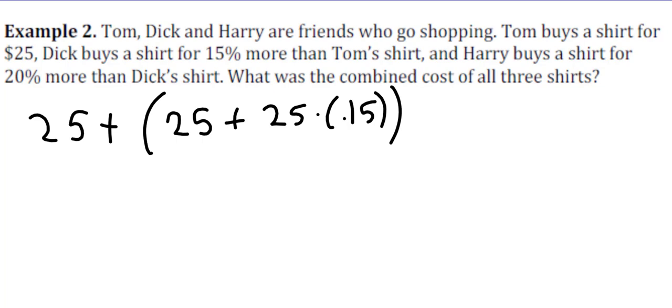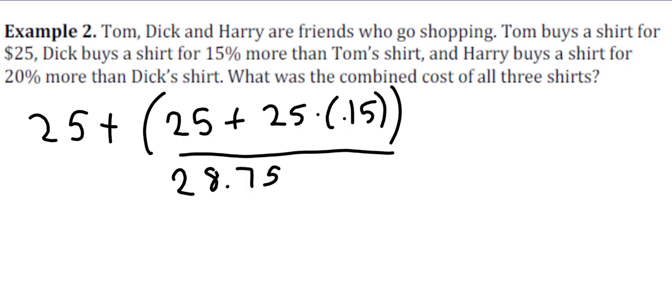So Harry got the worst deal out of all of them. He paid 20% more than Dick's shirt. Well, it looks like I probably should go ahead and work this out first. I need to figure out that value because that's going to make my life a lot easier to figure out how much Harry's shirt was. So if I work this out, that gives me $28.75. I type that in my calculator.